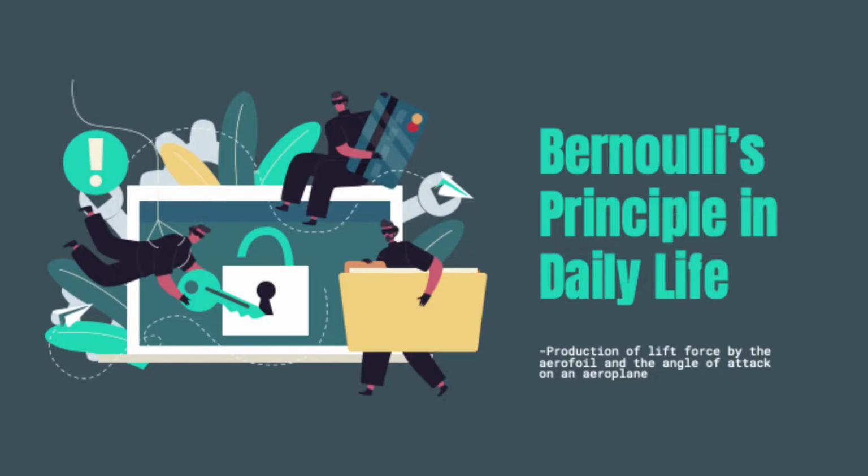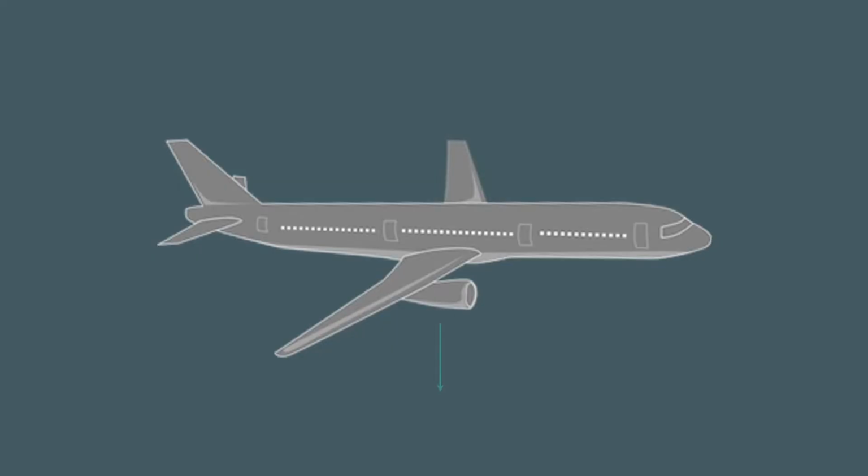We are going to talk about Bernoulli's principle in daily life. The subtopic is going to be the production of lift force by the aerofoil and the angle of attack on an aeroplane. Weight is the gravitational force on the aeroplane. To overcome the weight force, airplanes generate an opposing force called lift. Lift is generated by the motion of the airplane through the air and is an aerodynamic force.